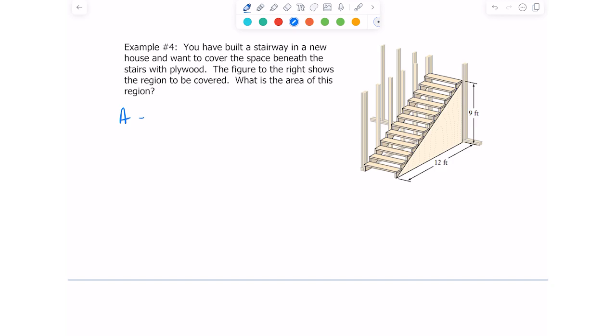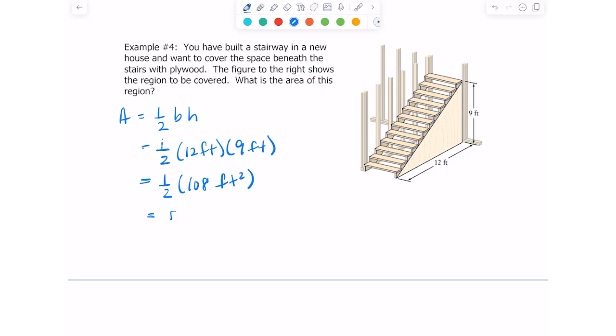Well, it's a triangle, and I know that the formula for area of a triangle is half base times height. And my base here would be 12 feet, and my height is 9 feet. So I'm just going to multiply 12 times 9, which is 108. So it's 108 feet squared. And then half of 108, or 108 divided by 2, is 54 feet squared.